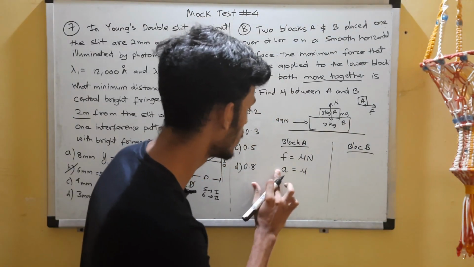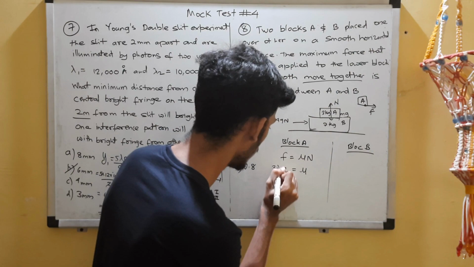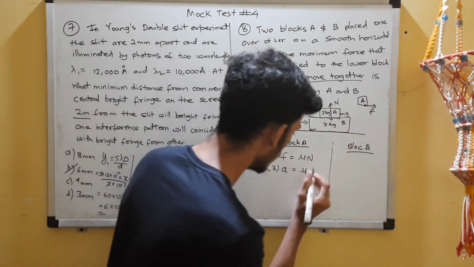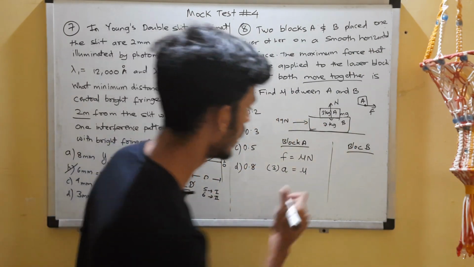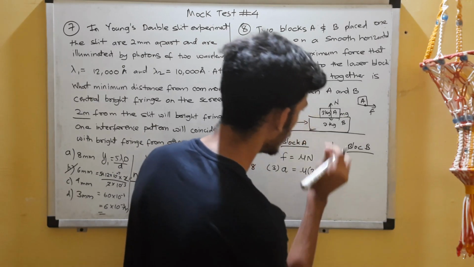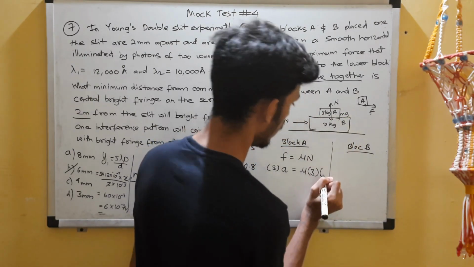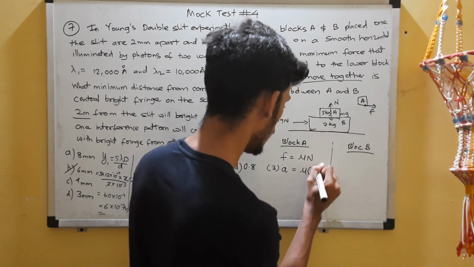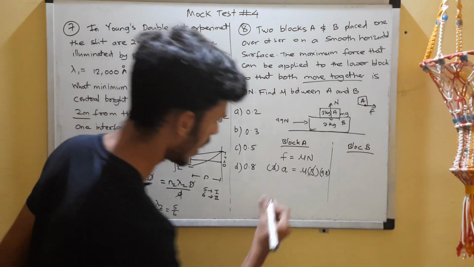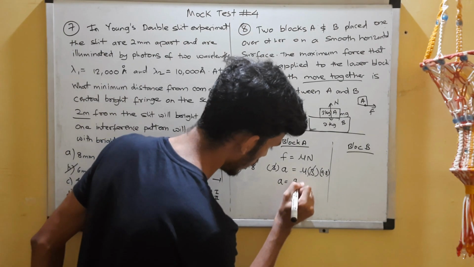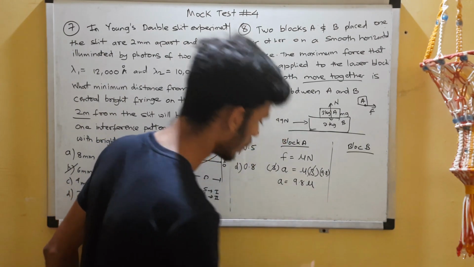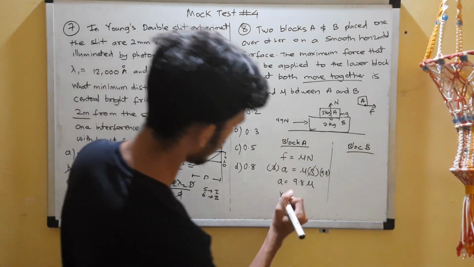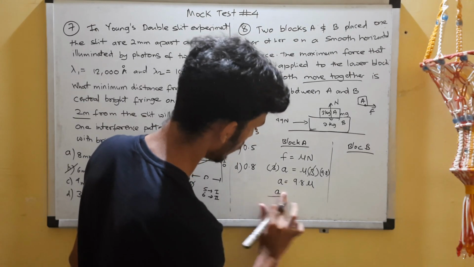Now I'm directly substituting mass times acceleration. The mass of block A is 3 kg, and here mg again, so 3 kg into g. I'll take g as 9.8 only. So the 3 and 3 get cancelled and you get a equal to 9.8 times mu. Or you can divide a by 9.8 to give you mu.